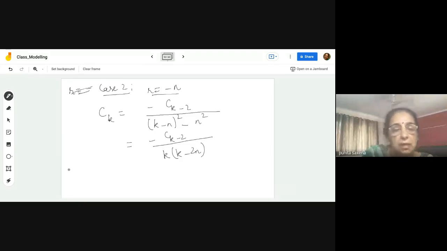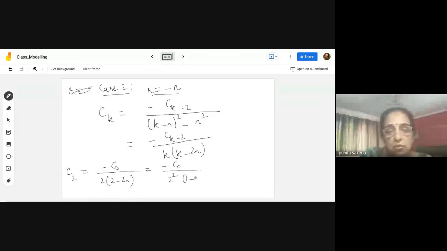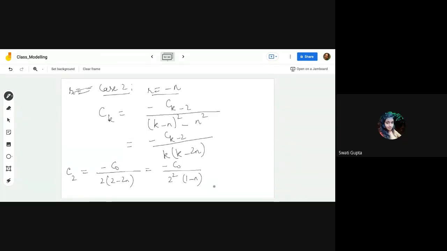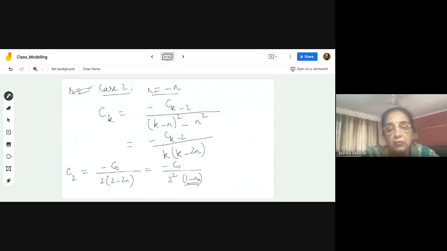Okay. Similarly, what will be C2 now? C2 will be minus C naught upon 2 into (2 minus 2n), which again we'll write as minus C naught upon 2 square into (1 minus n). So can you see the pattern now? Everything else is the same, except that instead of 1 plus n, 2 plus n, and so on and so forth, we are going to have 1 minus n, 2 minus n, 3 minus n, and so on and so forth. Right?